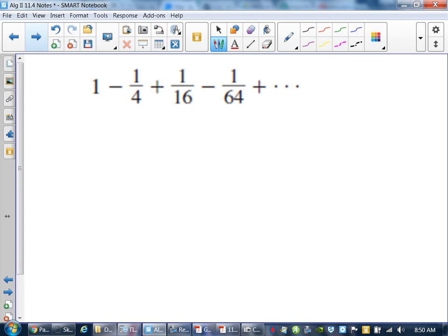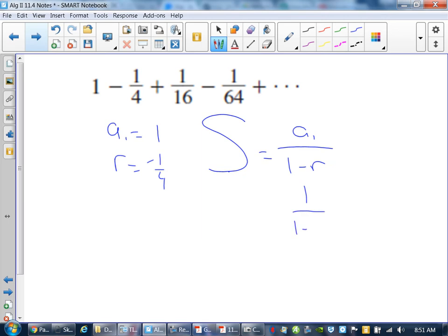What's your first term? What's your rate? First term is 1. Rate, -1/4. Formula: first term over 1 minus the rate, so 1 over 1 minus -1/4. So you get 1 divided by 5/4, which is 4/5.